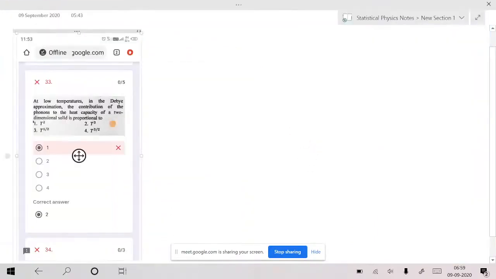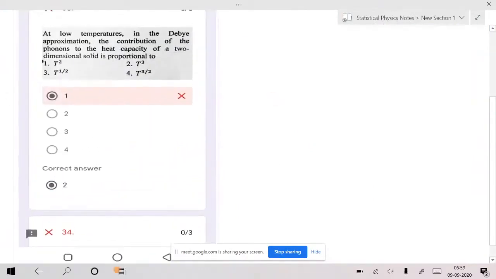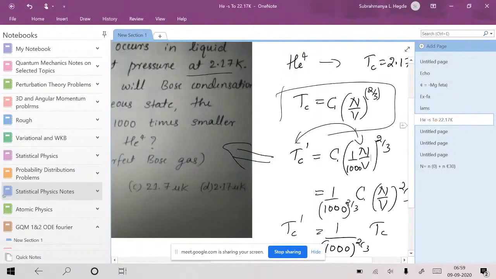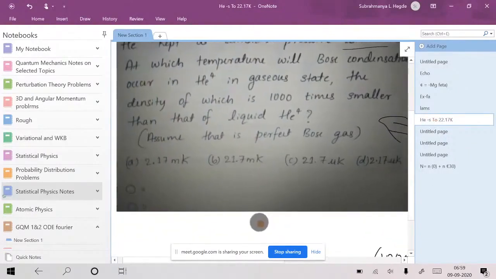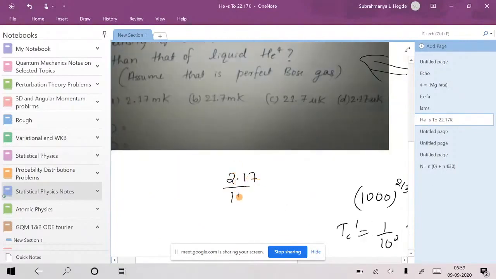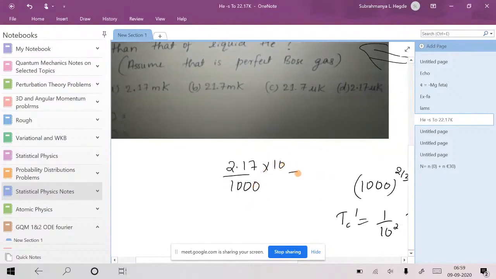Let me quickly take this one, because you are worried about this particular question. What was the correct answer for the previous question? I think it would be 1 by 100. 2.17 divided by 100, you can multiply by 10, so 21.7 divided by 1000 Kelvin. You can write it as 21.7 into 10 raised to minus 3 Kelvin, that is millikelvin. That's how he managed. I hope you can deal with that one.